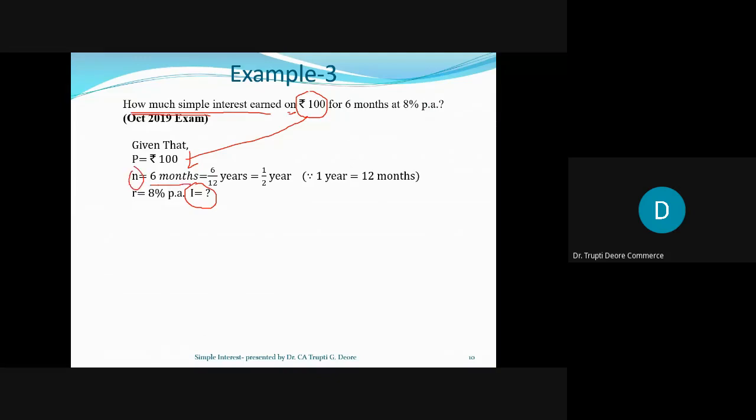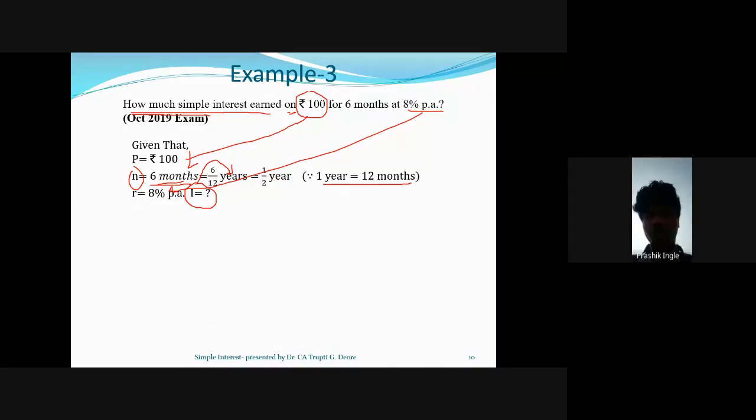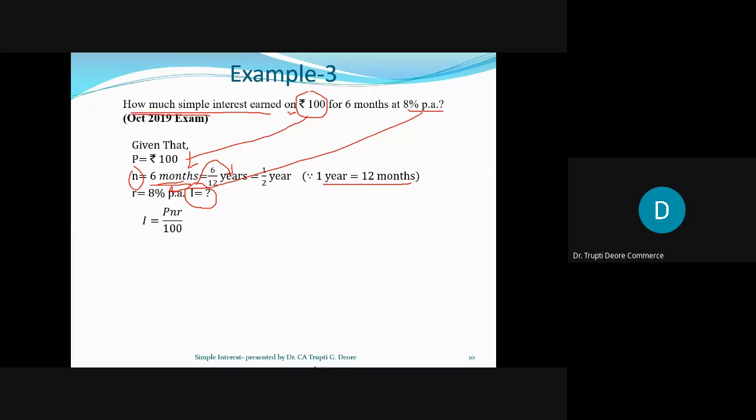It is in months, we have to convert it into years. So 1 year is equal to 12 months. So 6 divided by 12 becomes 0.5 year. Either you can write 0.5 or 1.5, whichever is comfortable for you. And the rate is 8% per annum. Okay. So here again we use the formula for I, because there is no amount, so we can use the simple interest formula.